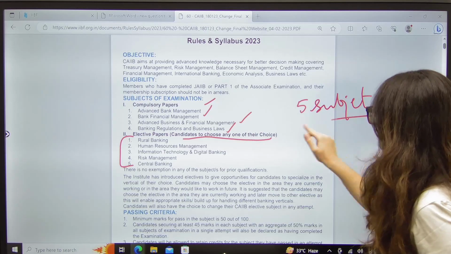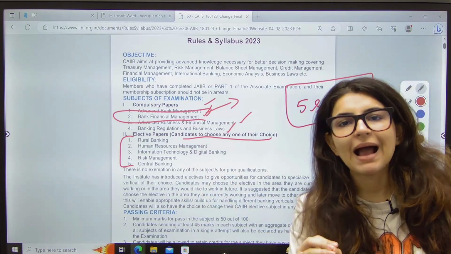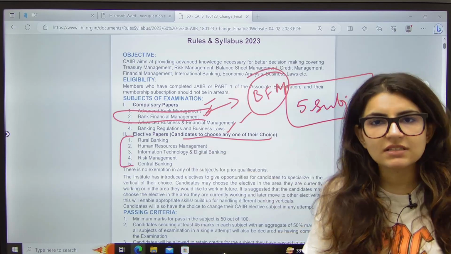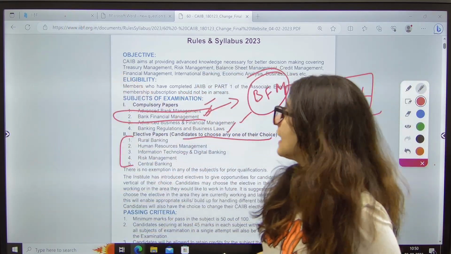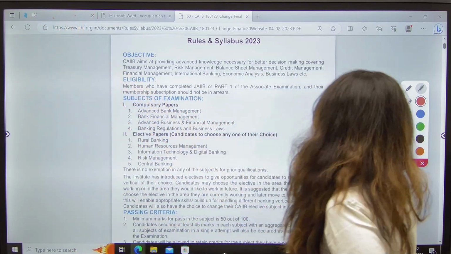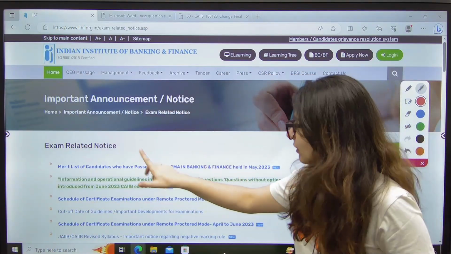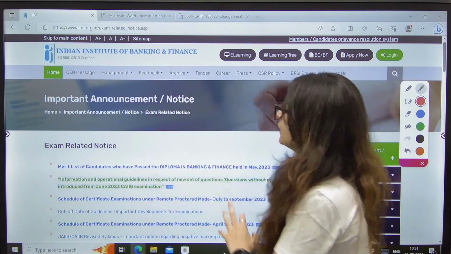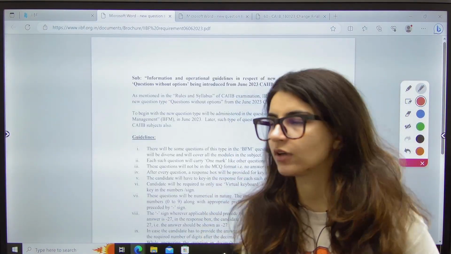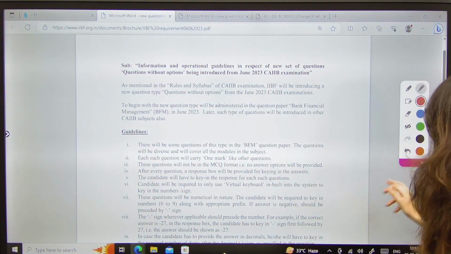Now the change has been brought in paper 2, that is the compulsory paper, bank and financial management, the BFM paper. Now, what is the change? If you go to the website of IIBF, there will be this information handout. Let us have a look at the information handout, and line by line we'll go through all the changes that have been brought. Okay, so this is regarding CAIIB.